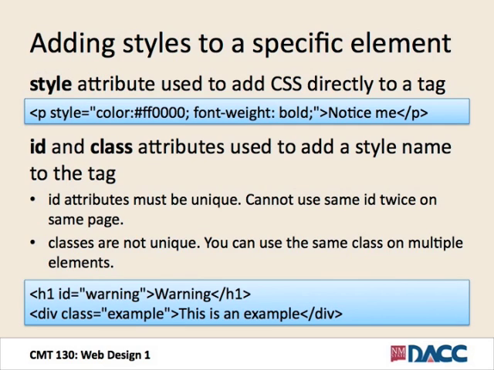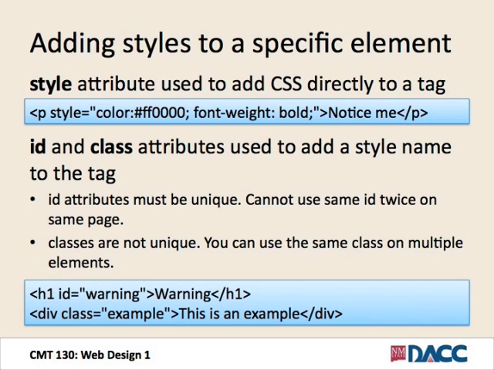There are several other ways to add styles to a specific element. As we saw in Lesson 1, you can use the style attribute to add CSS directly to the tag. You can also use the ID and class attributes to add a style name to a tag. What's the difference between ID and class?